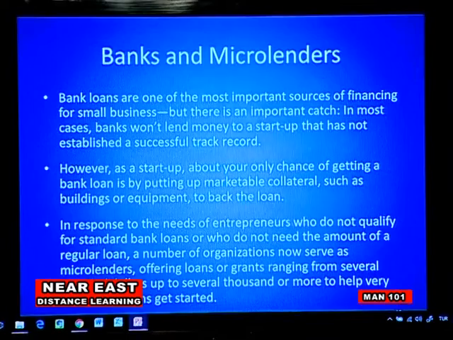Banks and microlenders. Now, bank loans are one of the most important sources of financing for small business. But there is an important catch. In most cases, banks won't lend money to a startup that has not established a successful track record. However, as a startup, about your only chance of getting a bank loan is by putting up marketable collateral, such as buildings or equipment, to back the loan.